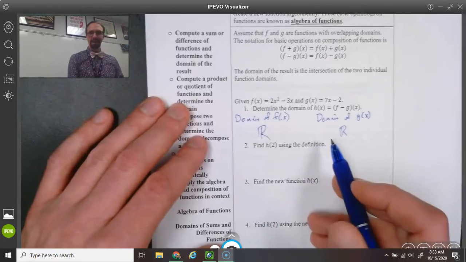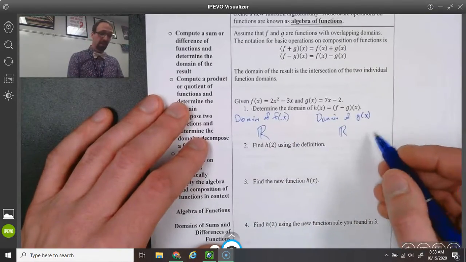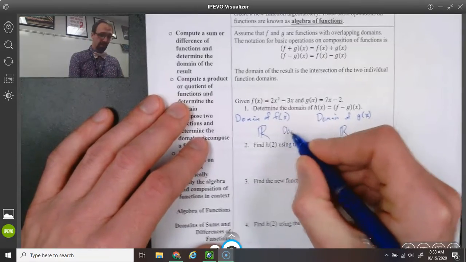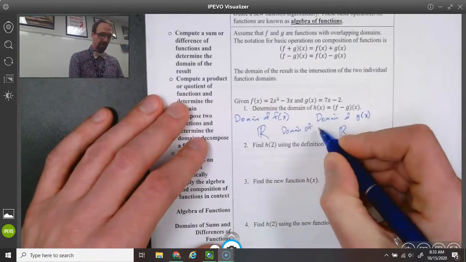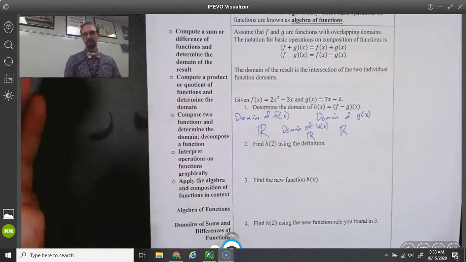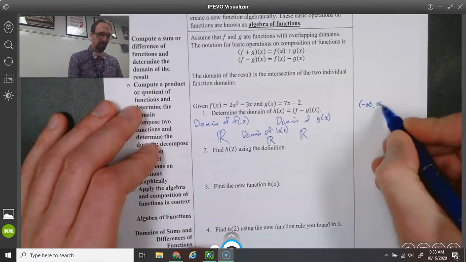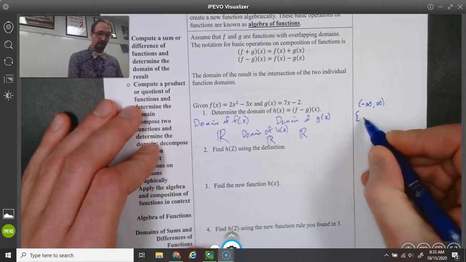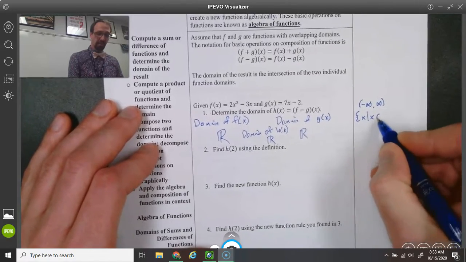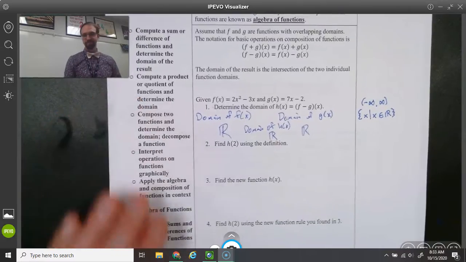So if I intersect these two, where is the intersection of all real numbers and all real numbers? Well, the domain of h of x, then, is going to be the intersection of both, so the domain of h of x is also all real numbers. And remember, we can notate that in several ways. We can write it as an interval from negative infinity to infinity. We can write it as set notation, the set of x's such that x is an element of the real numbers. Those are the two that we really focus on.